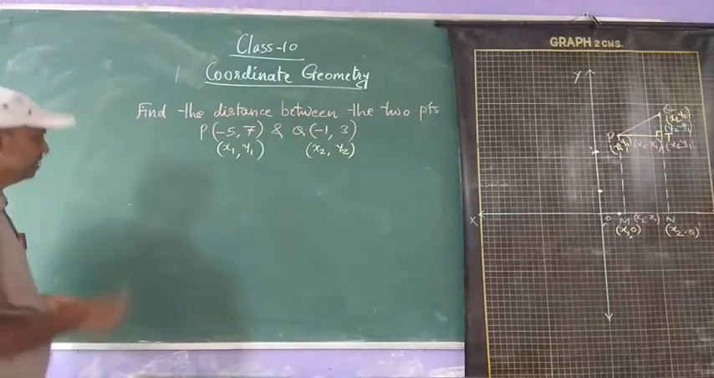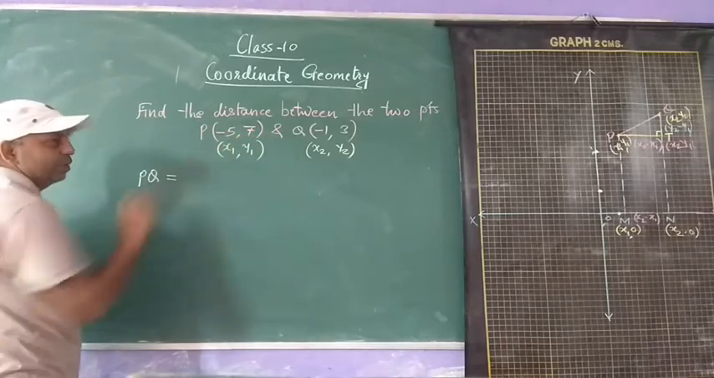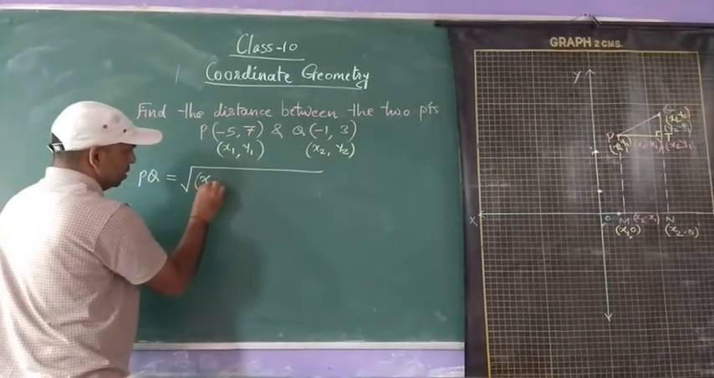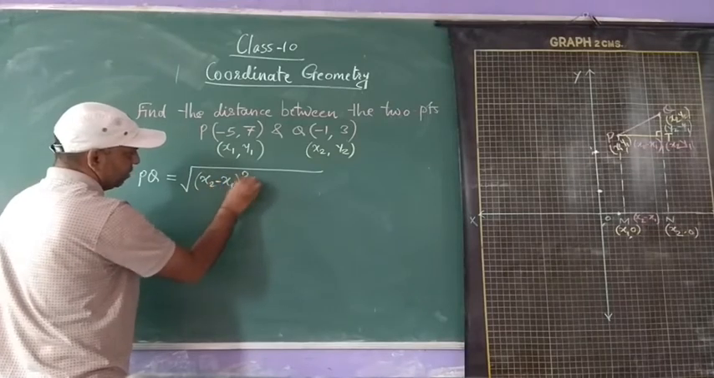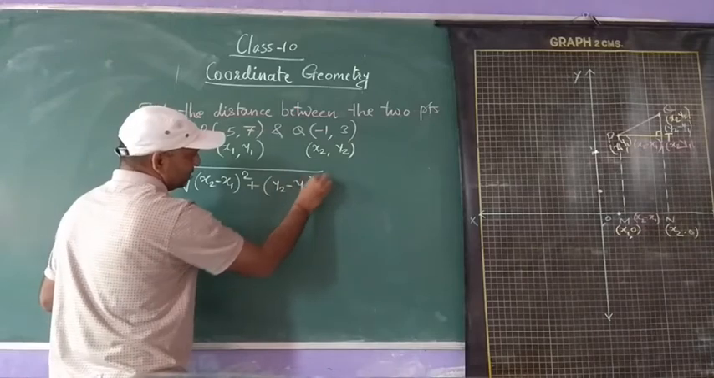Now we know the distance formula, that is PQ. So 2 points are P and Q. So PQ is equal to square root of (x2 minus x1) square plus (y2 minus y1) square.